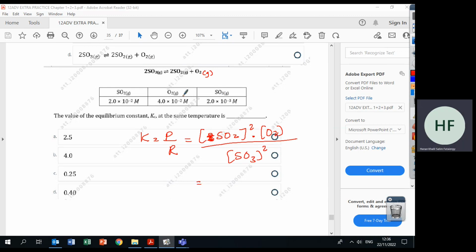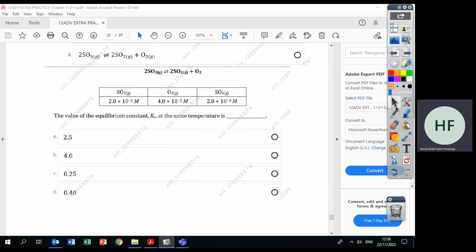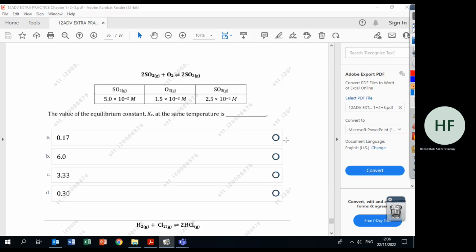Now he gave you the concentrations. You can calculate K. SO2 is 2 times 10 to the minus 2, squared. O2 is 4 times 10 to the minus 2. SO3 is 2 times 10 to the minus 3, squared. Okay, and then you find the value of K. Okay, I think this is the same question.